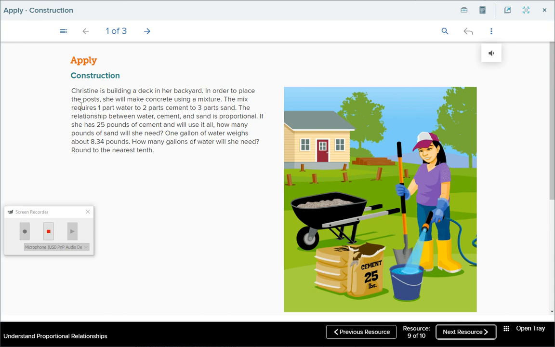Okay, so if she uses 25 pounds of cement, I'm lost. Huh? Sorry, that went a bit fast for me. Why did you put down a 2? You put down water, cement, and sand, and then you put cement and sand. Okay, again.